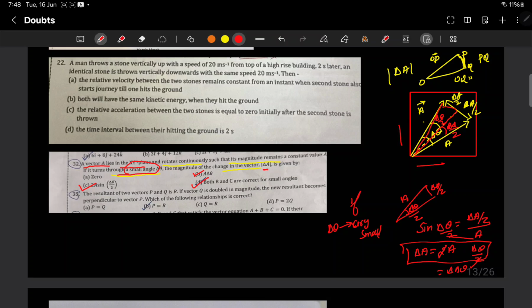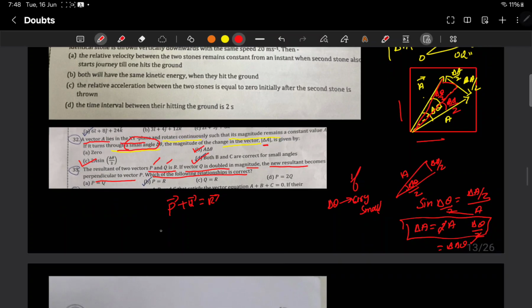Now coming to the 33rd question: p vector and q vector, their resultant is r vector. So they are saying p vector plus q vector is equal to r vector. If the vector q is doubled in magnitude, with direction unchanged, then the new resultant becomes perpendicular to p vector. Then which of the following relationships is correct? So let us first write the given data mathematically. Given is q is doubled, correct?